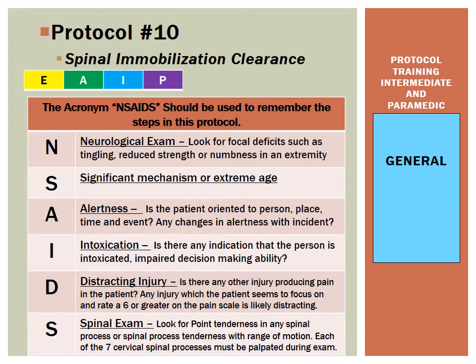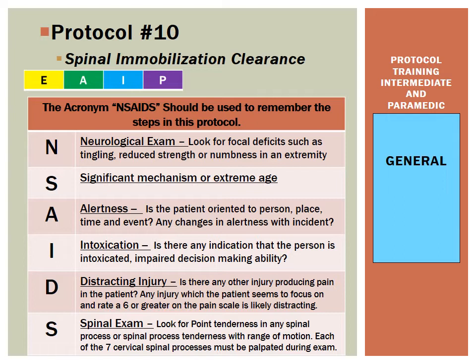So there is an acronym that's going to help us remember this assessment, and that is NSAID, which usually stands for nonsteroidal anti-inflammatory drugs. However, in this case, the N will be the neurological exam. We're going to look for focal deficits such as tingling, reduced strength, or numbness in the extremity. The S stands for significant mechanism or extreme age, so the very young, the very old, or there's a significant mechanism of injury. The A is alertness.